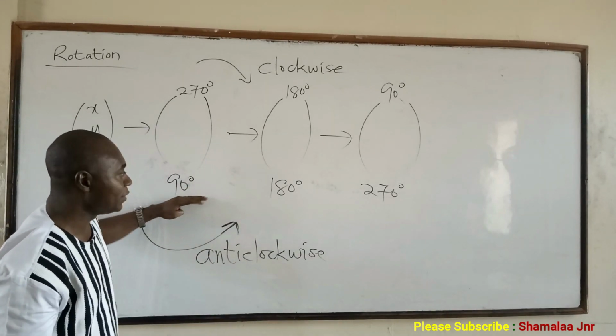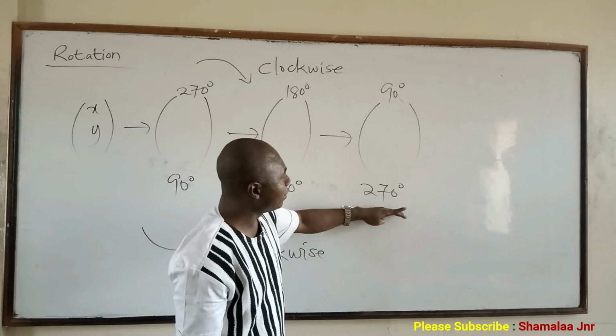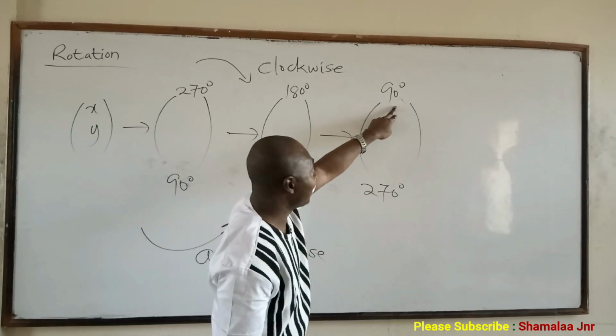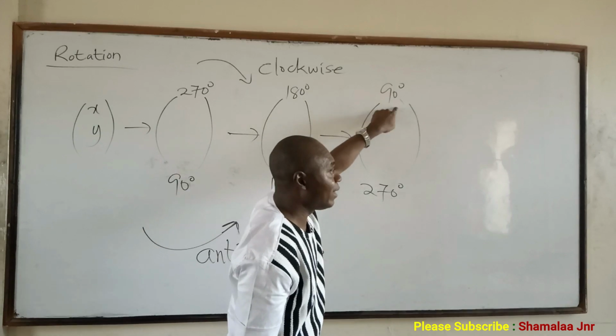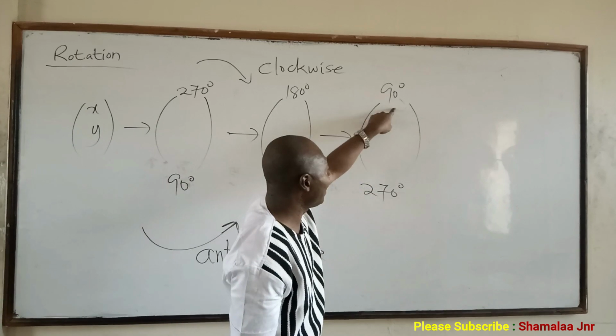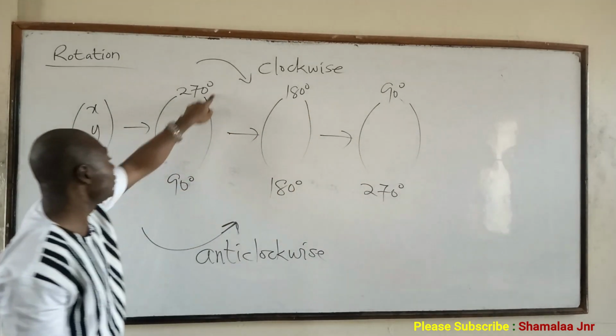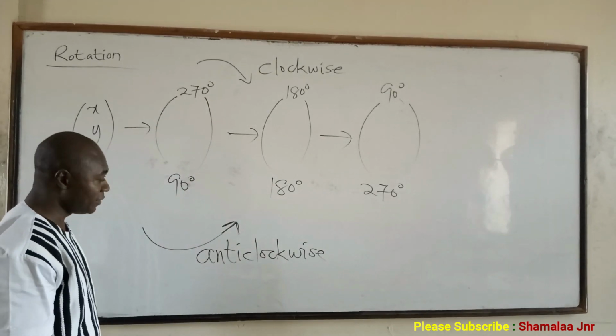So 90 degrees, look at how I've done it. You add 90 to this, 180. Add 90 to this, 270. And then, when you go to the clockwise, you want to add a number such that the total will be 360. So we add 90 to this, 360. When you add 180 to this, 360. So add 270 to this, 360.